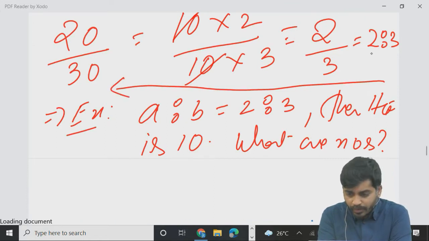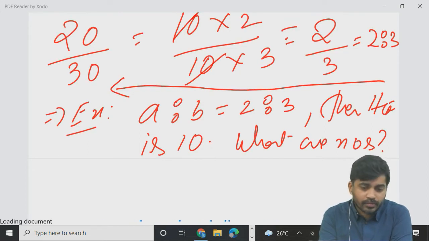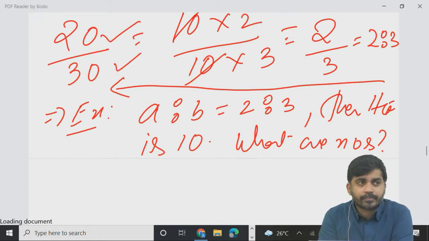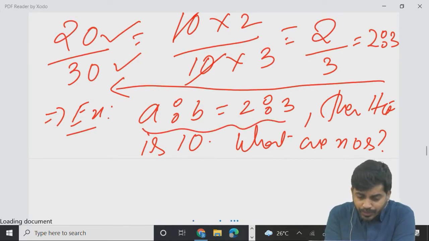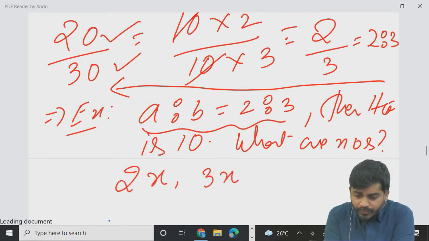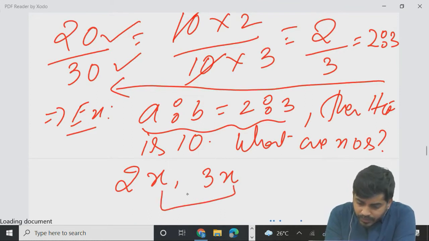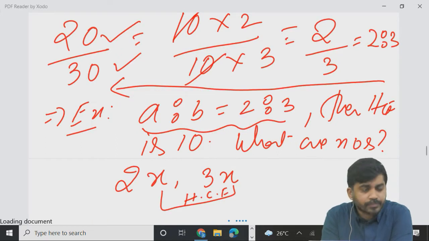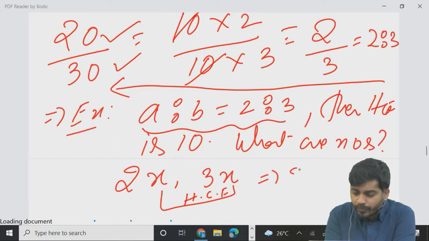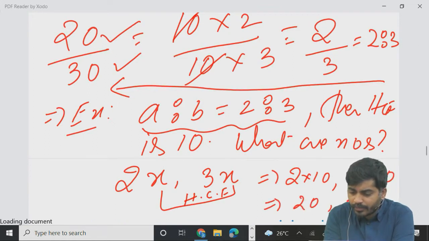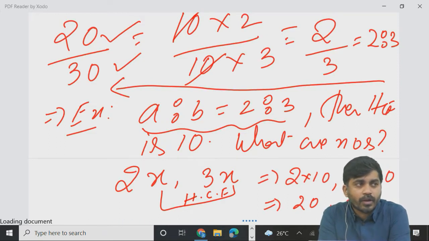Go in reverse way. Numbers are in ratio 2:3, HCF is given. So 2 into 10, 20. 3 into 10, 30. Normally, whenever ratio is given, we assume numbers are 2x and 3x. Clear? What is this x? This is the highest common factor. So 2 into 10 is the first number, 3 into 10 is the second number, so numbers are 20 and 30.